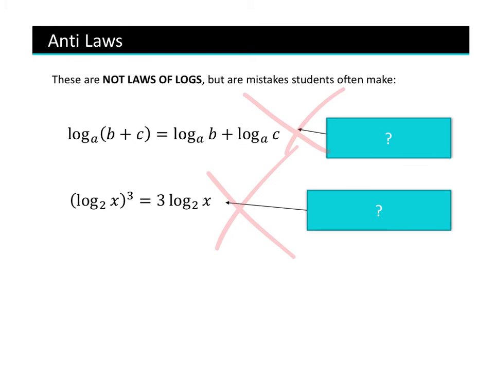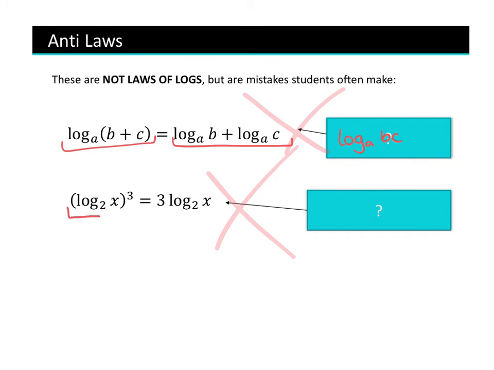Log of b plus c is not the same as log to the base a of b plus log to the base a of c. Log to the base a of b plus c is just in fact that. This can be rewritten as log to the base a of b multiplied by c, okay, which is bc.